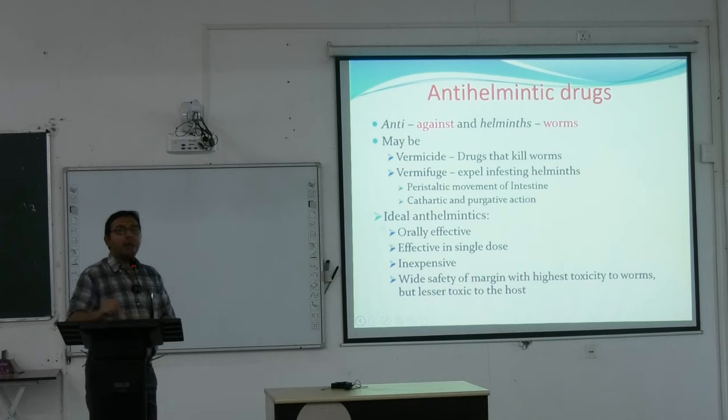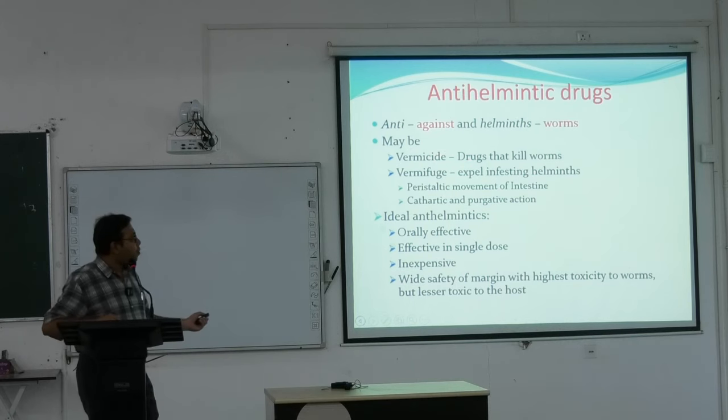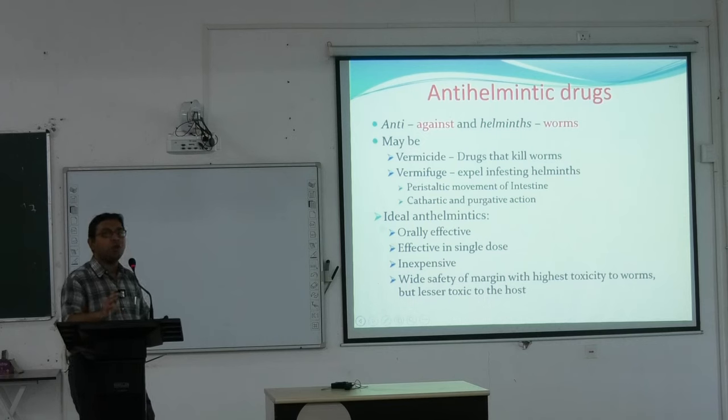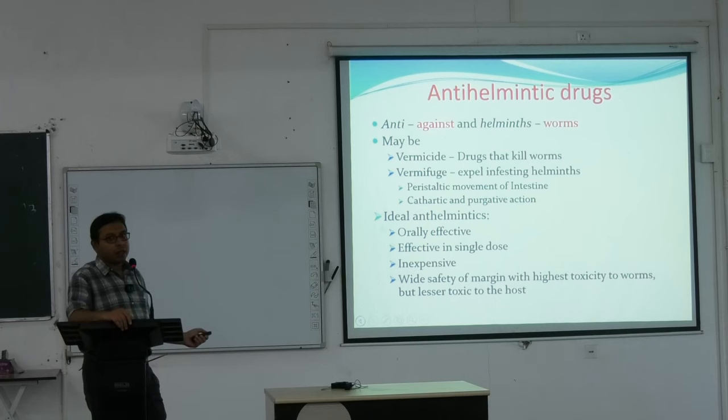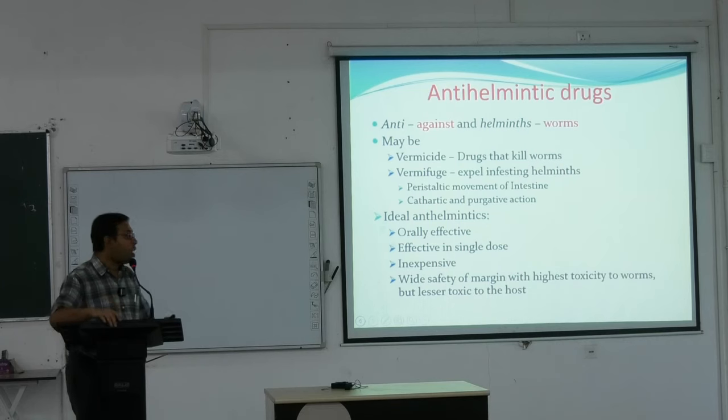So now coming to the anti-helminthic drugs. Those drugs that are active against these helminths may be classified into either vermicide or vermifuge. Vermicides are drugs that kill the worms, and vermifuges expel the intestinal helminths. Mostly these helminths infest the host, like humans, and they are expelled out through different excretory routes. This can be by peristaltic movement of the intestine or by cathartic and purgative action. So we can do catharsis or purgation by means of different types of drugs.